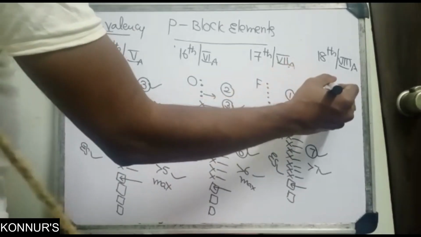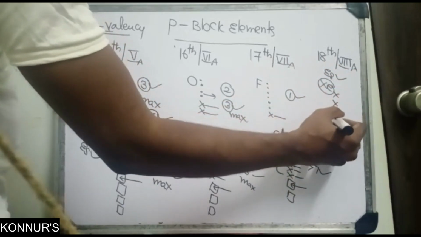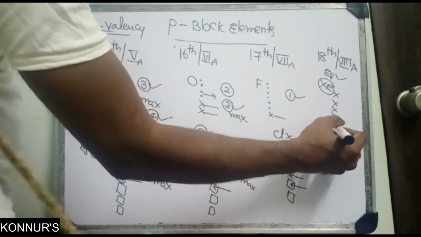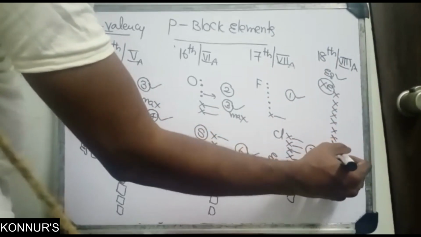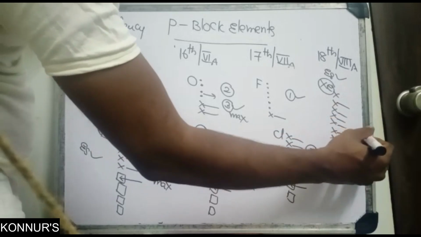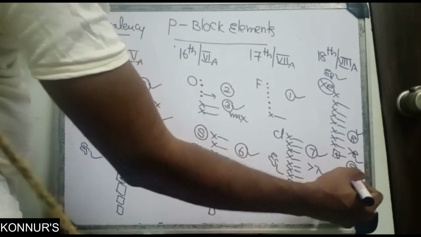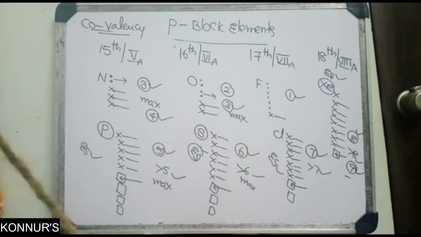Xenon also shows an excited state, so you can write 8 electrons. 6, 7, 8, 1 more. So it can easily form 8 bonds. One empty box is there, so greater than 8 is possible. So 9 it can also form because of one empty orbital.